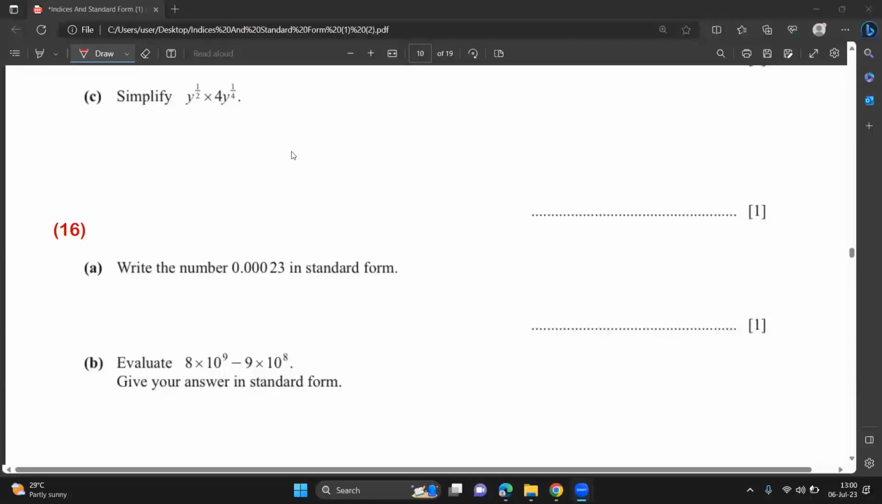Okay, did you get 4y to the power 3 over 4? Who got this? Very good. How did I get the 3 over 4? 1 over 2 plus 1 over 4 is 3 over 4. Because you need to add the powers, right? Is that clear with all of you? Okay.